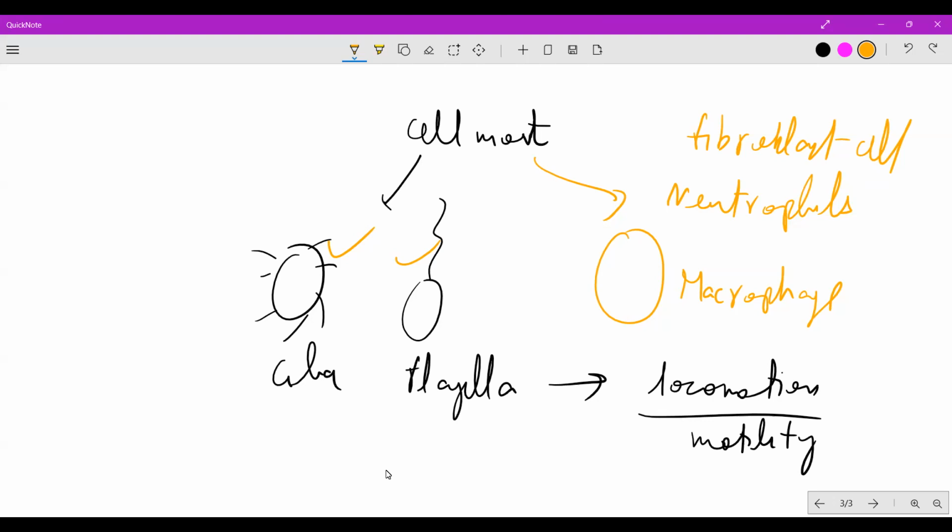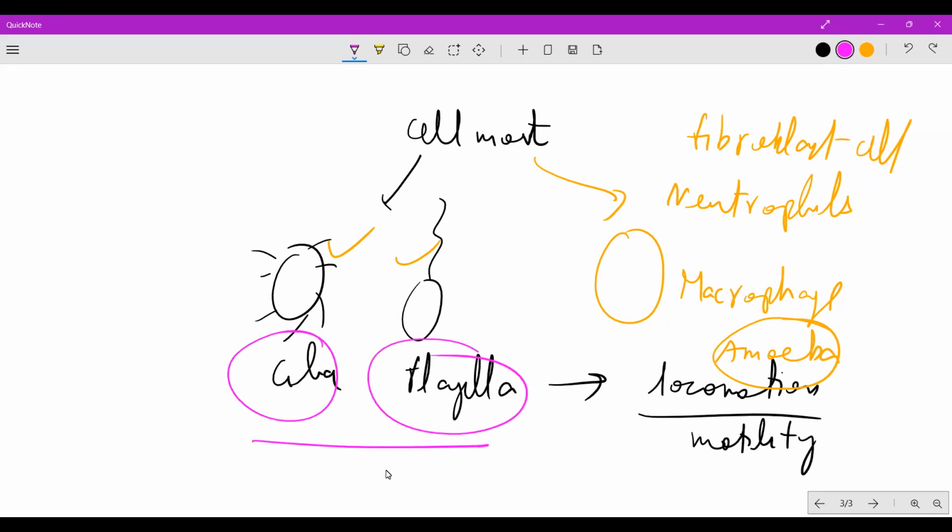So who's responsible for this? Take amoeba. Amoeba does not have cilia and flagella, but it shows locomotion. Look at different examples where cells show motility but don't have cilia and flagella. So who's responsible for this? And we know cilia and flagella are made up of what? They are made up of microtubules.